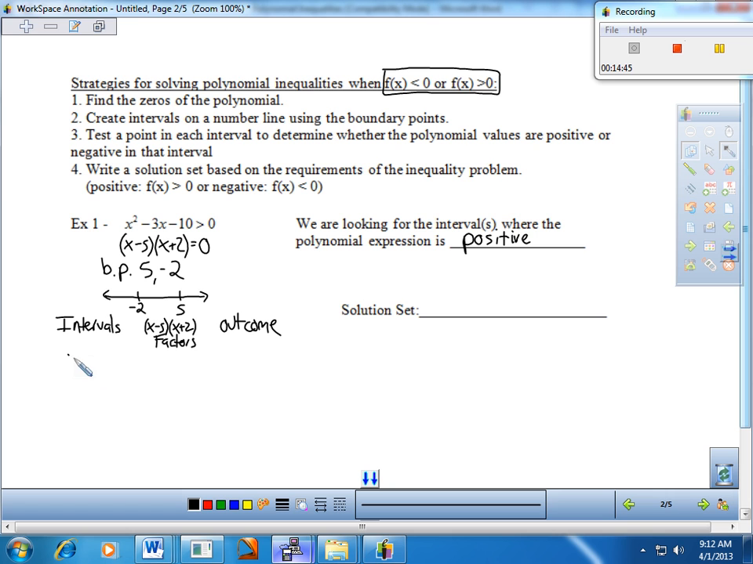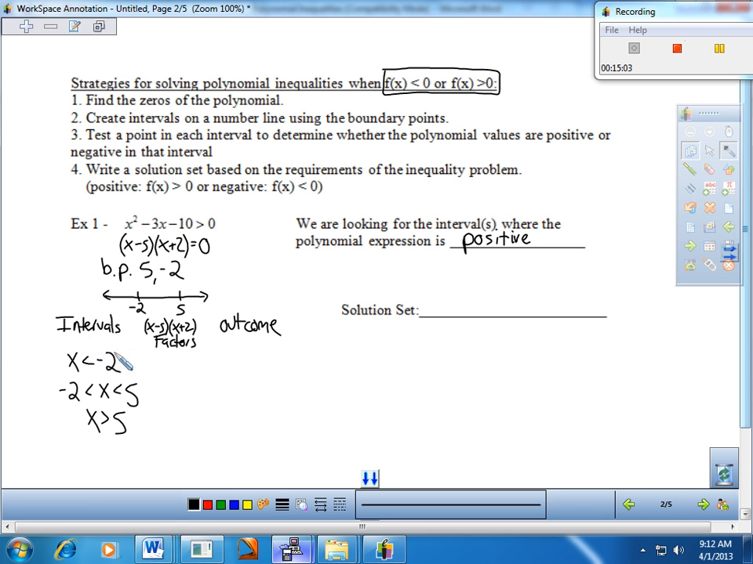So I want to know what happens anywhere to the left of -2. What's going on there? I also want to know what happens anywhere between -2 and 5. So that would be this interval right here. And then last, I want to know anything at all about what's going on to the right of 5. So guys, those are your three intervals that we're going to check. And so what we're going to do is test a particular point to represent the entire interval. And I'll show you what that means.